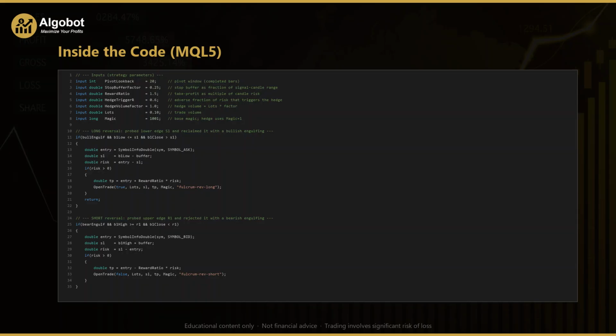HedgeTriggerR, default 0.6, decides how far a trade must drift before the hedge opens. Hedge volume factor scales the hedge size. Lots sets the base volume, and Magic identifies the trades.